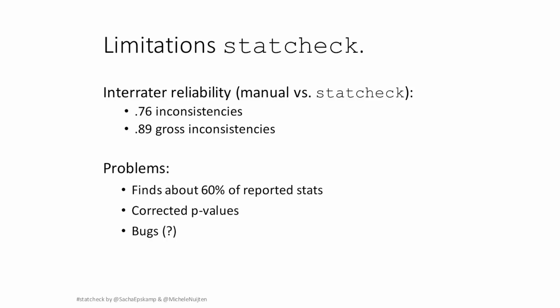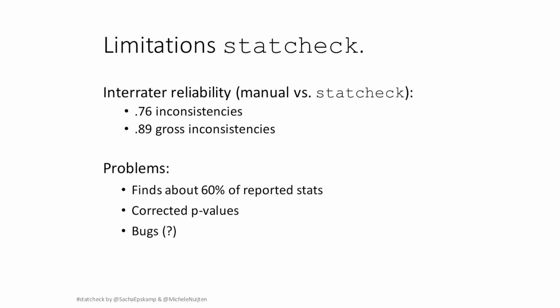Some of the main problems we encounter right now is that statcheck doesn't find everything, because it's very rigidly looking for APA reported results. So for instance, everything in a table, everything in full sentences, everything not following this strict reporting style will not be found. So in total, it's about 60% of the stats that it does find.